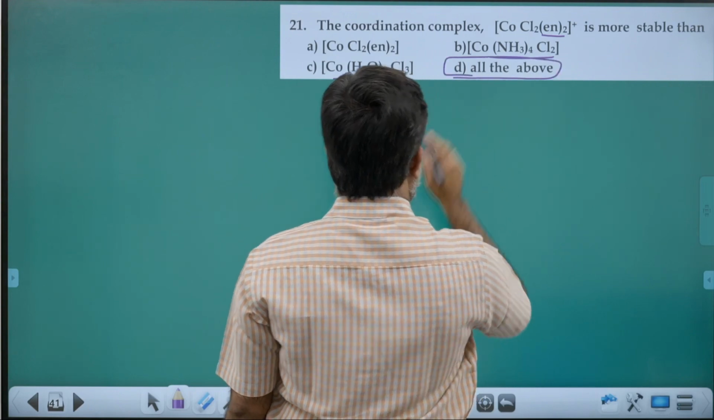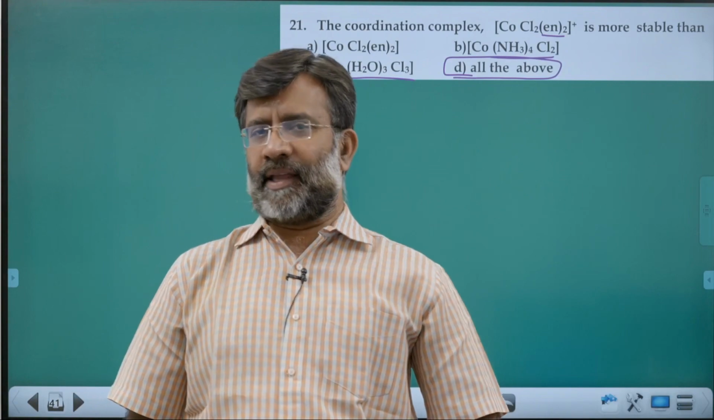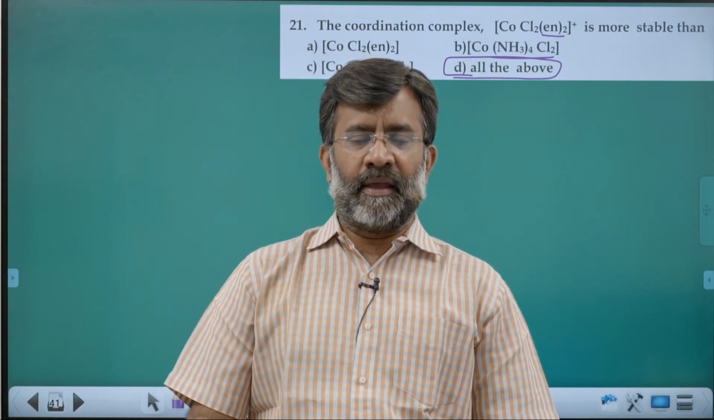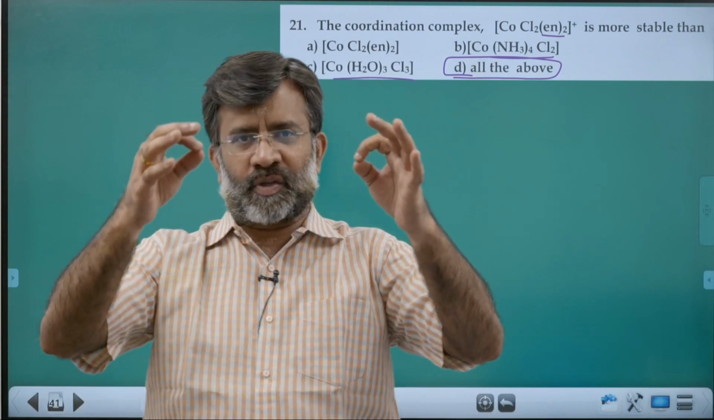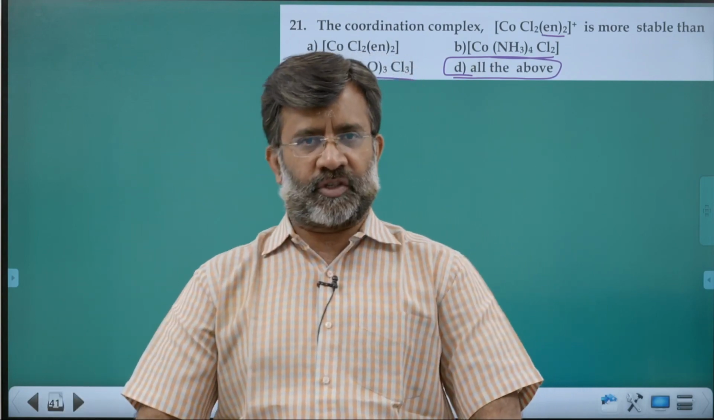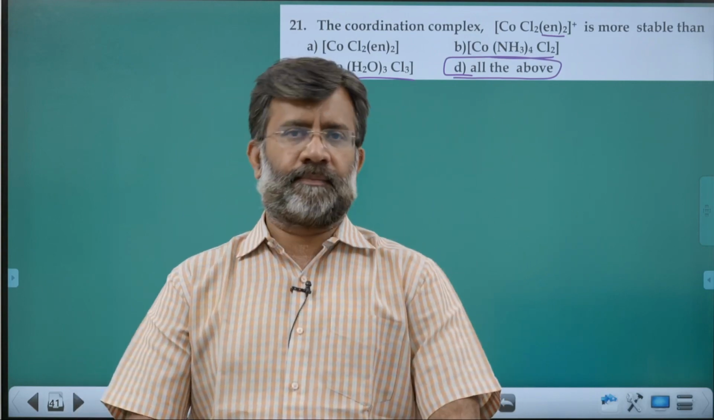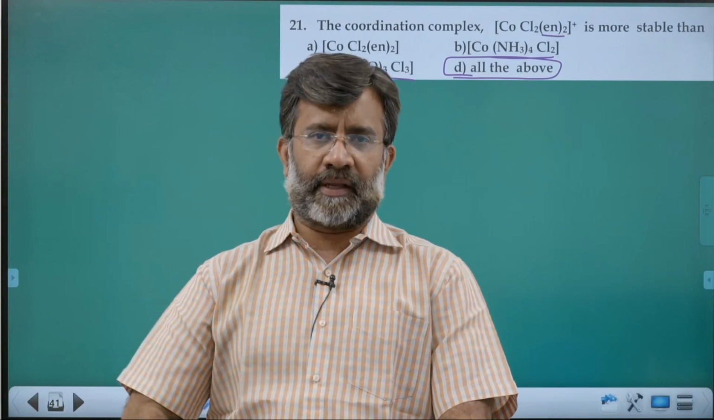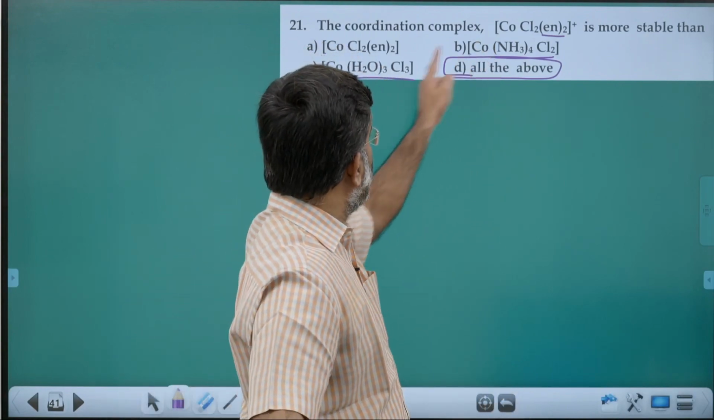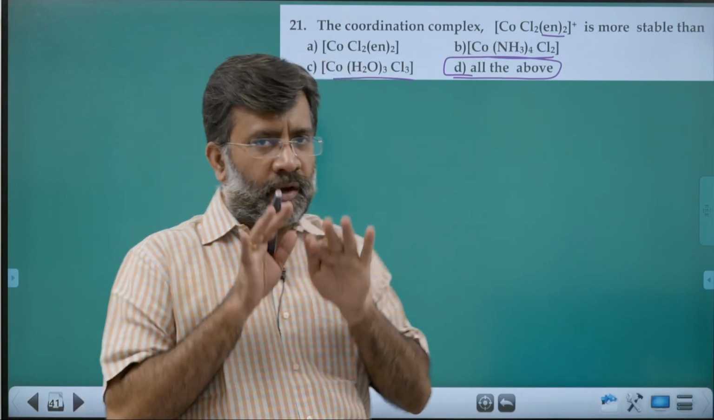Answer is D. See, in the given complex there is ethylene diamine. Ethylene diamine has a chelating character. It has a macrocyclic stability effect. It makes a bidentate, chelating character. So it forms a ring type complex increasing the stability, which is not available here and here. So the given molecule is more stable than B and C, no doubt.